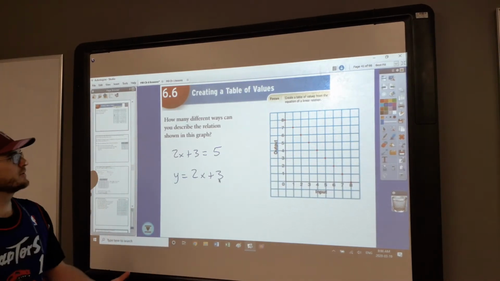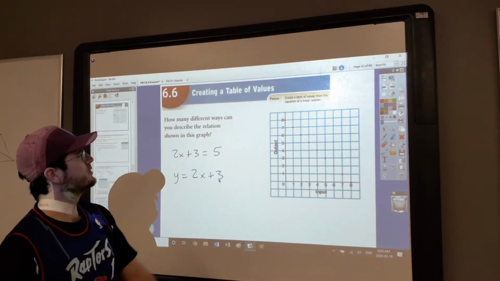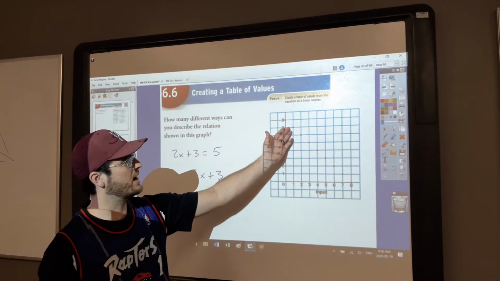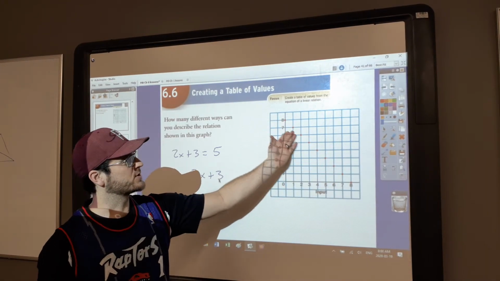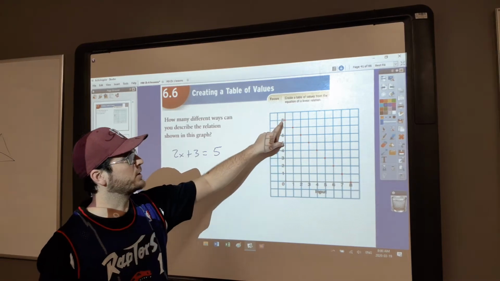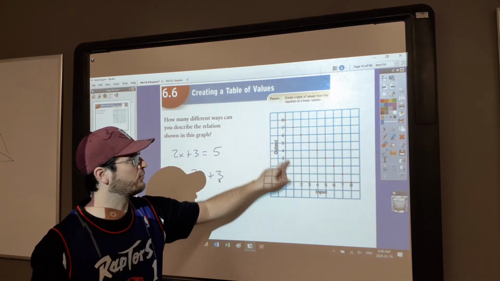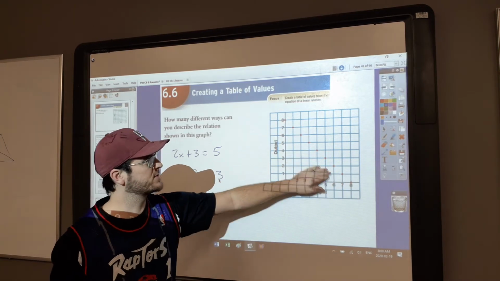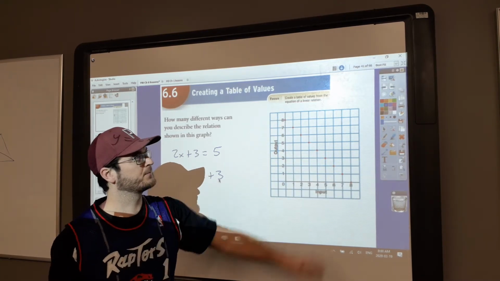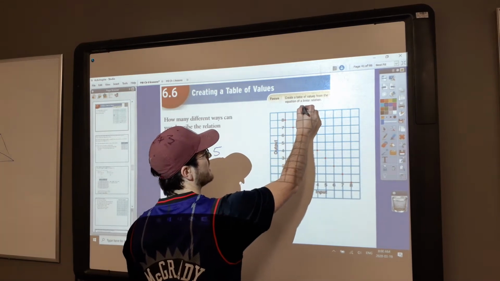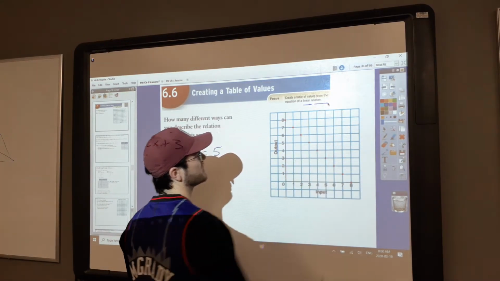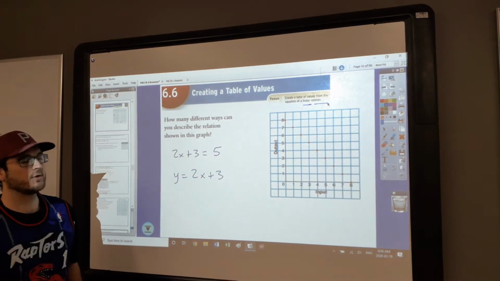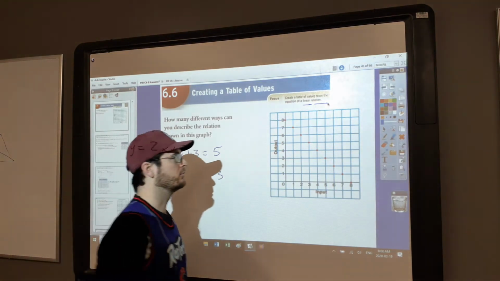Okay, so we're just going to start with looking at a graph. How many ways can you describe the relation shown in the graph? Well, one thing that we notice right away is that it's going down. We could even be specific: for every input of 1, the output goes down 1. And we could go even more specific and say it's a straight line. In other words, it's a linear relation. If it's a straight line, we call that a linear relation.